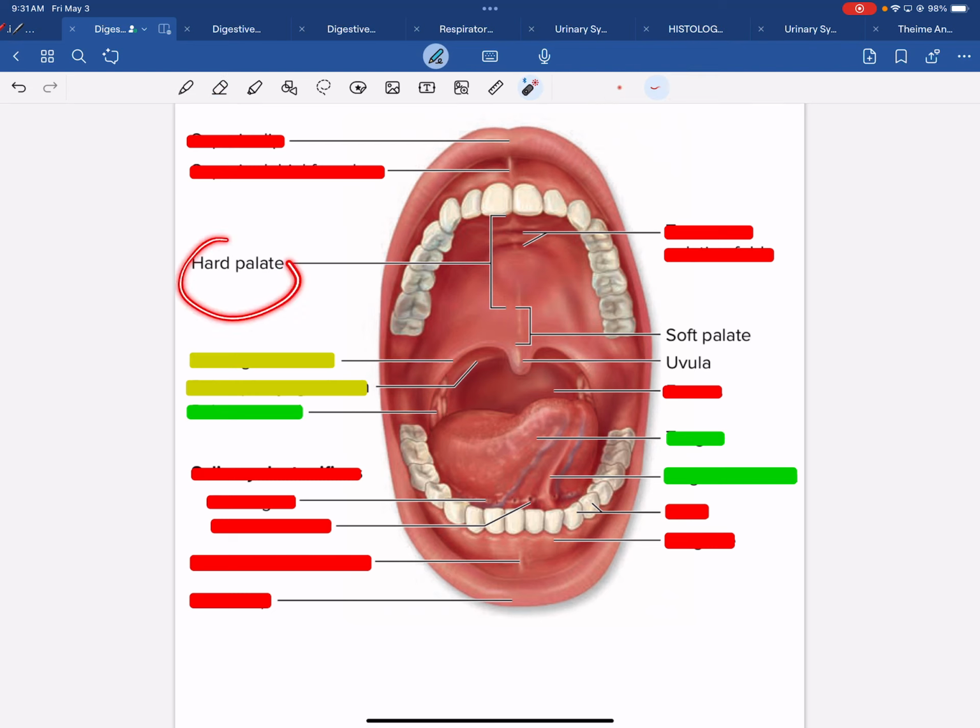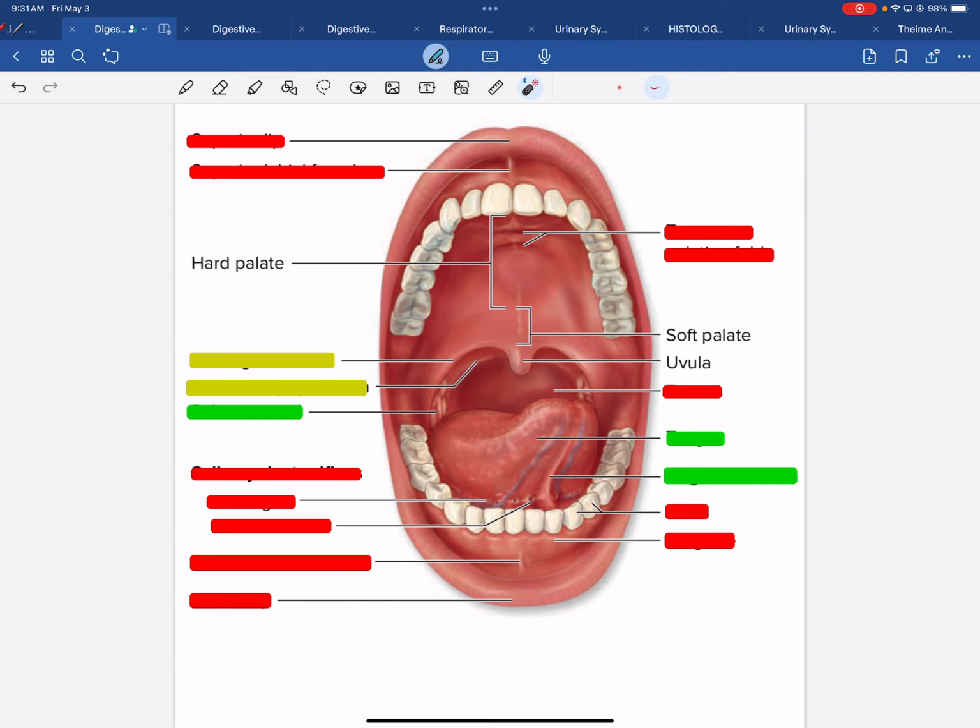What's the function of the hard palate? Separates the oral cavity from the nasal cavity. Okay, separates oral cavity from the nasal cavity. Provides a surface against which the bolus of food can be manipulated. It can be flattened or scraped, something like that.